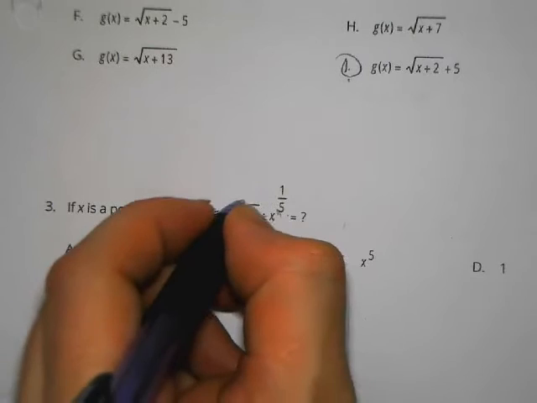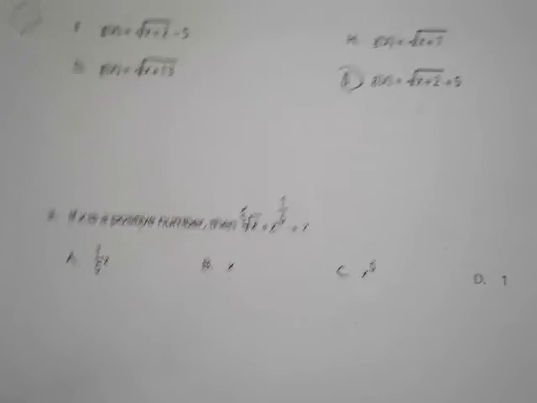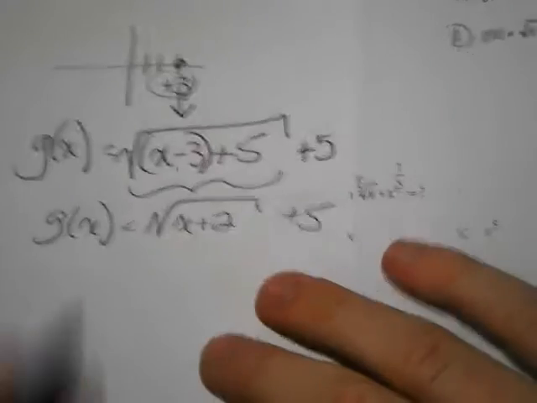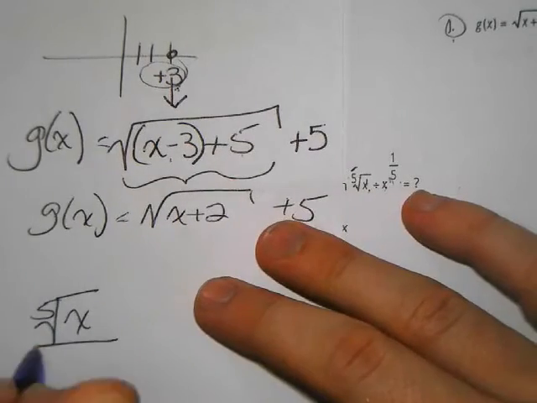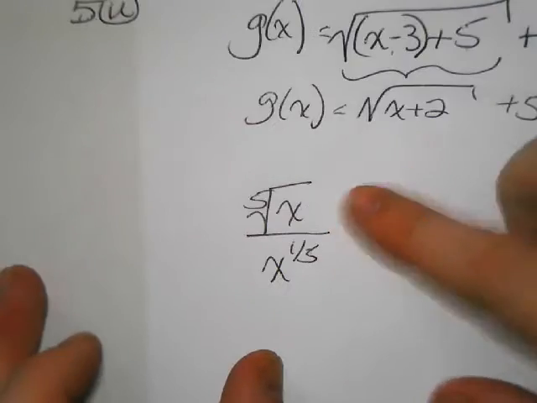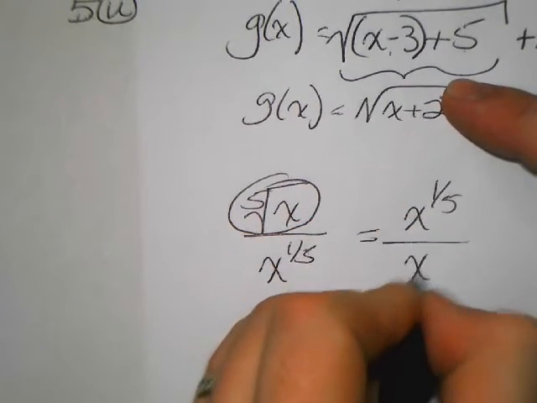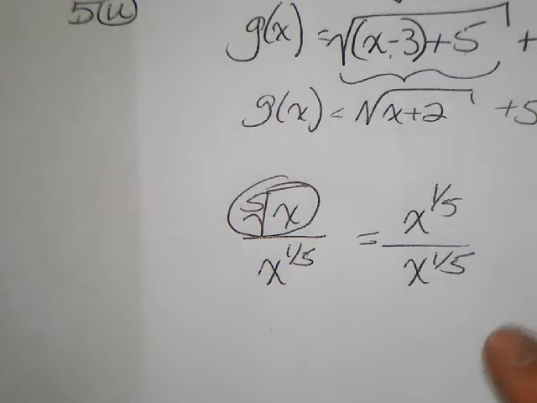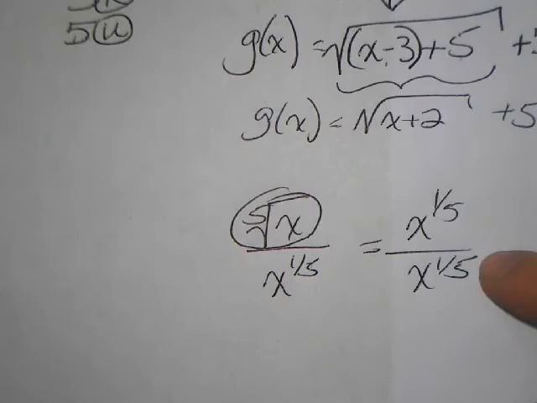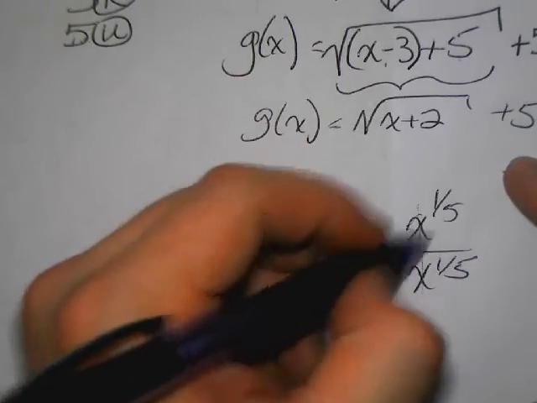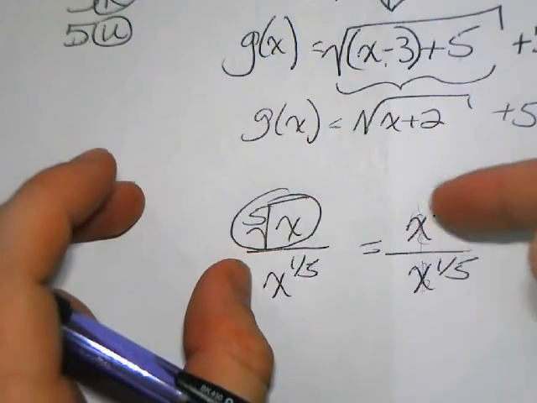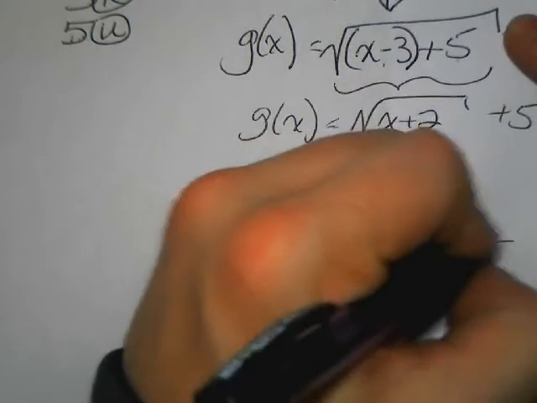So if I wanted to manipulate these functions, I could see that this is the fifth root of x divided by x to the 1/5. Another way to write this, the fifth root, is just x to the 1/5 over x to the 1/5. No matter what number x is, if x is 1, if x is 2, if x is 3, it will still be something divided by itself, which will always be 1. So knowing that fact will allow us to select B as our final option.